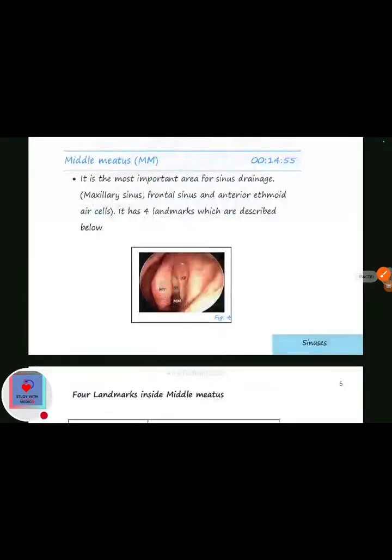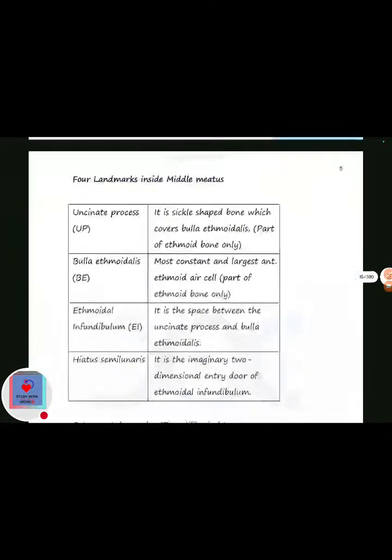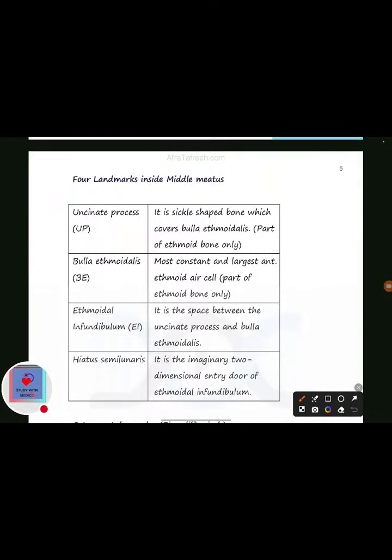Middle meatus is the most important area of sinus drainage for all sinuses. It has 4 landmarks inside it: the uncinate process, bulla ethmoidalis, and hiatus semilunaris. The uncinate process is a sickle-shaped bone which covers the bulla ethmoidalis, part of the ethmoid bone. The bulla is the most constant and largest. The ethmoidal infundibulum is the space between the uncinate process and bulla ethmoidalis.